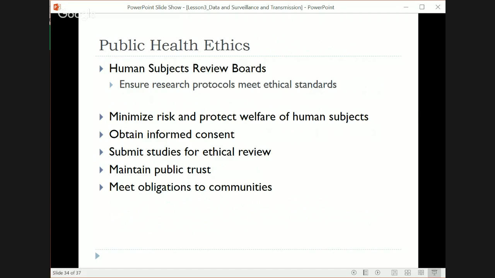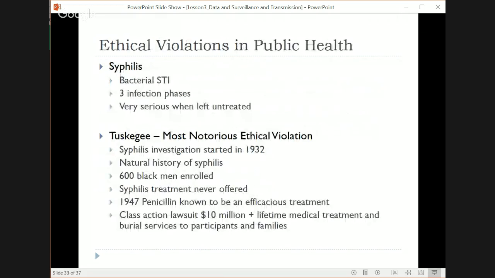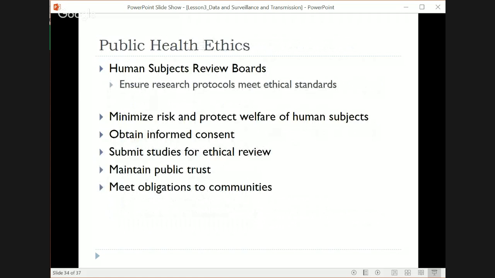And these are things you should be reading about while you're going through CITI certification: minimizing risks and protecting the welfare of human subjects, why we obtain informed consent, and why studies are submitted for ethical review. We have to do this as public health investigators in order to maintain public trust and to meet the obligations to the communities, right? So in Tuskegee, the investigators most definitely didn't meet any sort of obligations to the community.